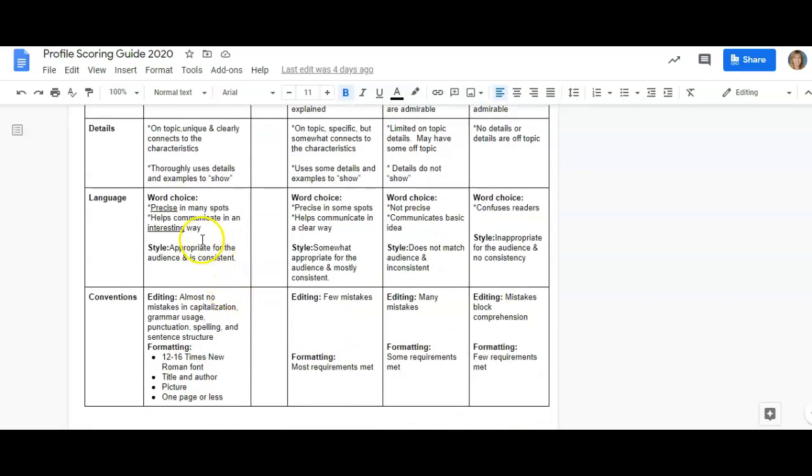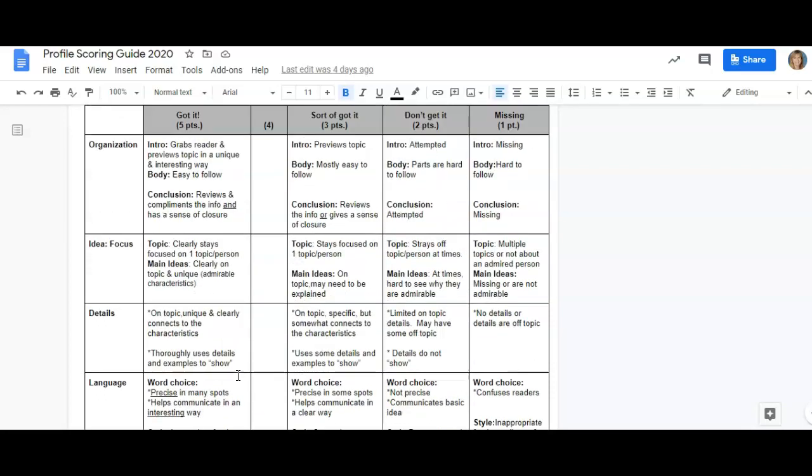For language, it is very precise in many spots. It helps communicate in an interesting way. And for the style, it's appropriate for the audience and is consistent. And your audience is your teachers and other 7th graders. And conventions, that's basically editing. Almost no mistakes in capitalization, grammar, usage, punctuation, spelling, and sentence structure. And then here's the formatting. It needs to be 12 to 16 Times New Roman font, title and author, and right where they're supposed to be. You have a picture, and it's going to be 1 page or less.